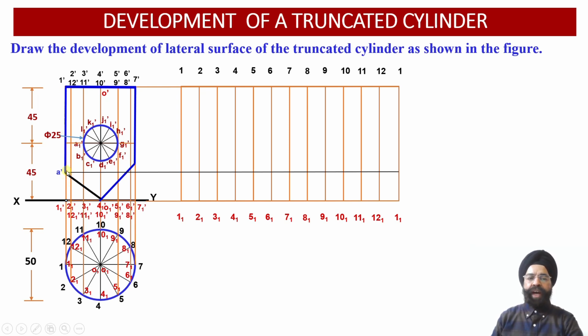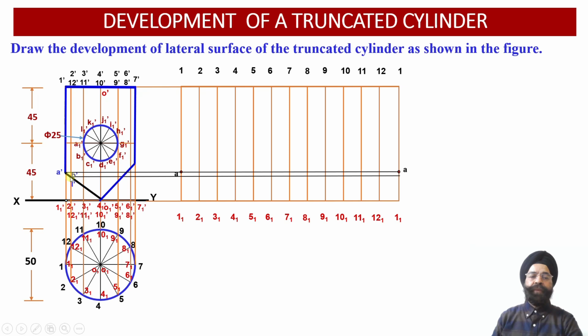So now once we draw a horizontal generator through the point A dash, and wherever this horizontal generator intersects with the vertical generators 1 1 1 on the left hand side and 1 1 1 on the right hand side, we are going to obtain the point of intersection A into the developed surface view over here.